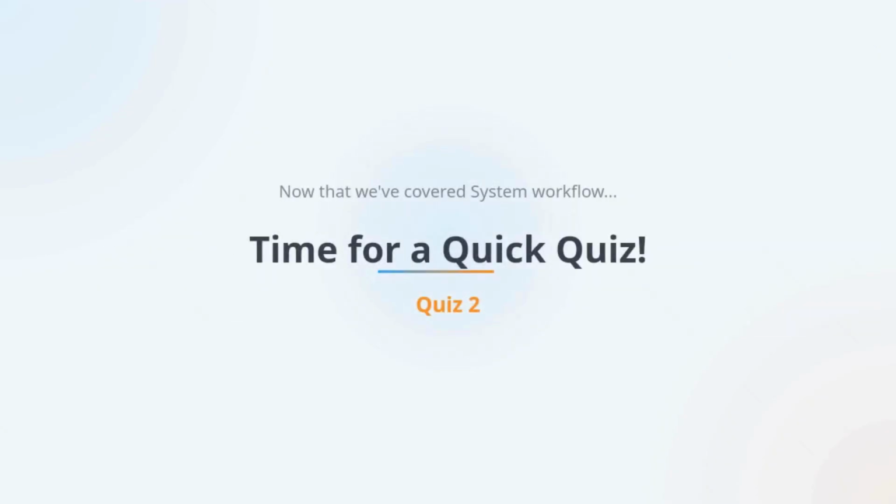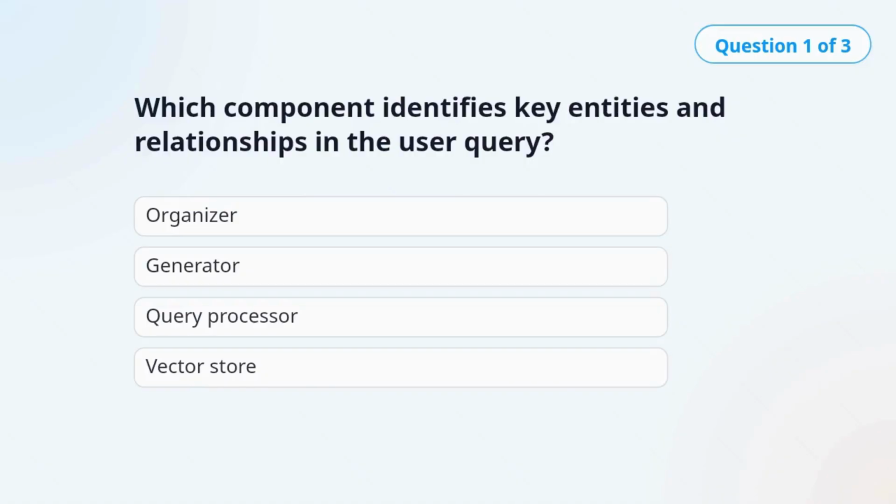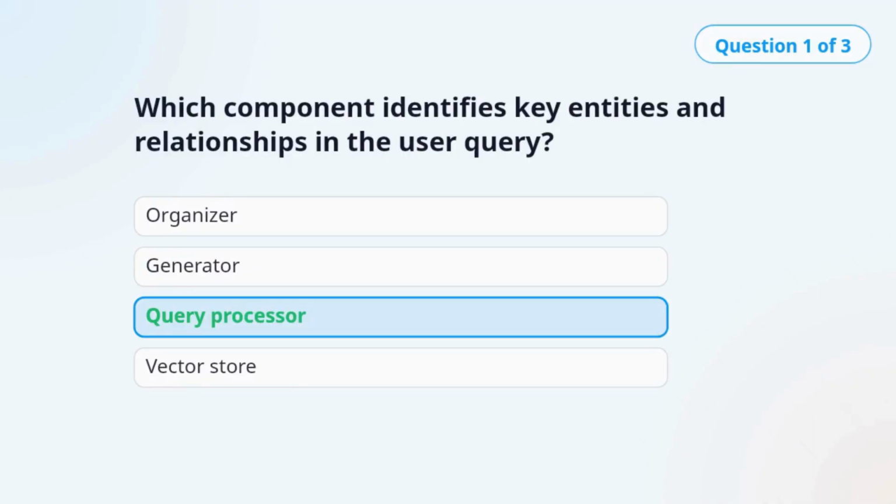Now that we've covered system workflow, let's test what we've learned so far. Here's quiz number 2. See if you can get it right. Question 1. Which component identifies key entities and relationships in the user query? The correct answer is query processor. The query processor preprocesses the query and maps important entities and relationships to the graph.